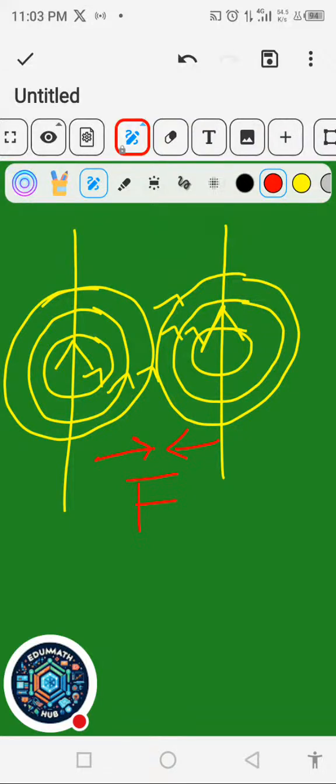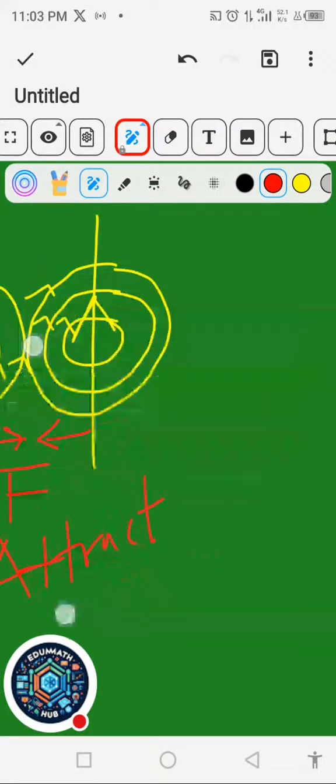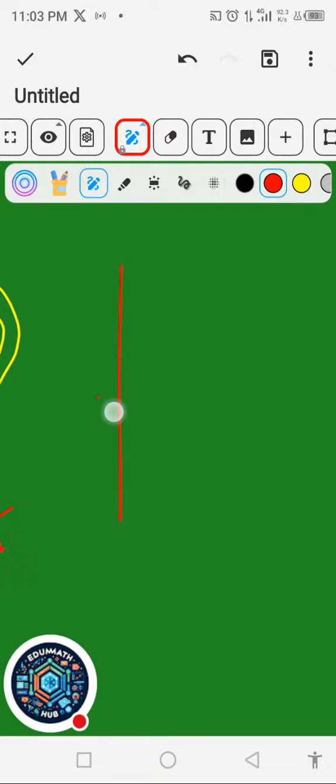Take note of that. They can ask you in OBJ. Two wires carrying current in the same direction, they will attract. While two wires carrying current in different directions, they will repel. Okay? Two wires carrying current in different directions, they will repel. I hope you understand that part.